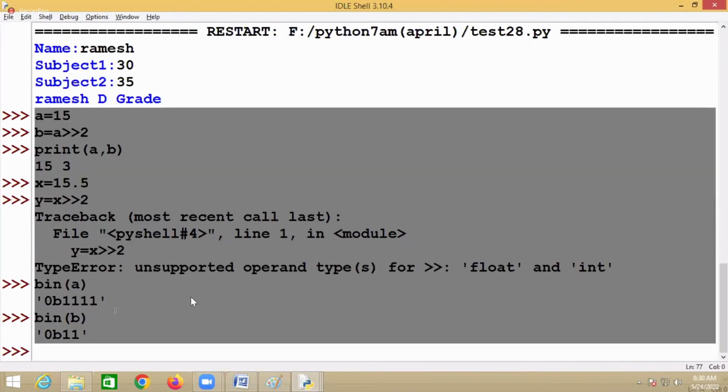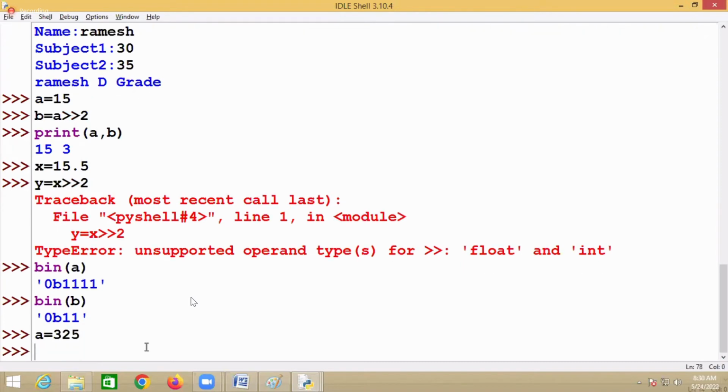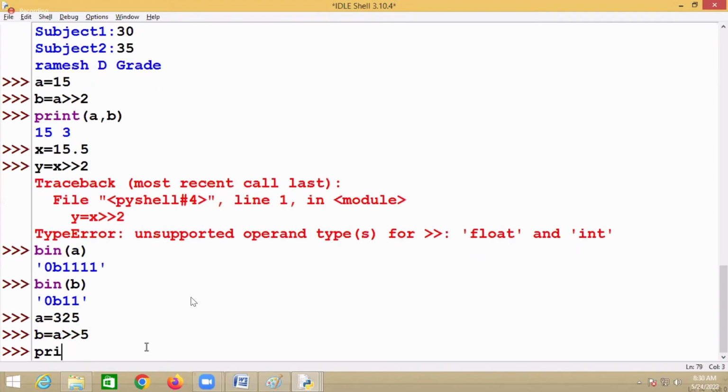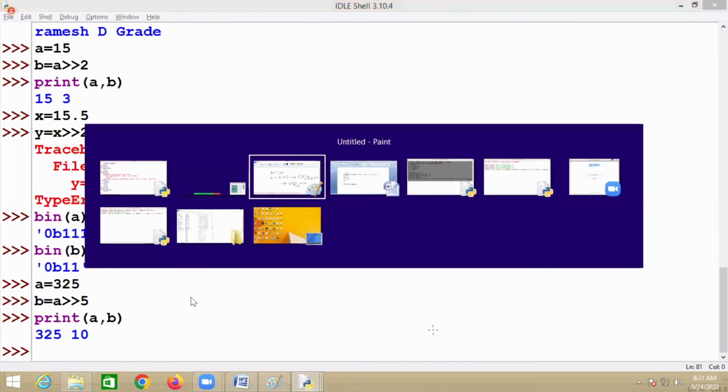If you want, we can check that. What is the value of A? 325. What is the value of B? A right shift 5, and print the value of A as well as B. The value of A is 325 and the value of B is 10. You are shifting the bits towards the right side by 5, so the A value is 325 but the B value is 10. So you can simply apply this particular formula.